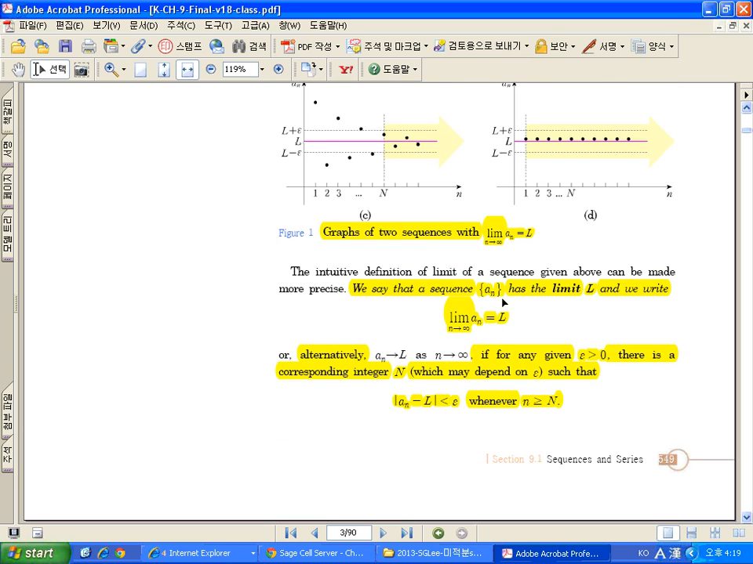We say the sequence a_n has the limit L, and we write the limit of a_n is equal to L when n goes to infinity. Alternatively, if for any given epsilon, which is positive, there is a corresponding integer N such that the absolute value of a_n minus L is less than epsilon whenever n is bigger than or equal to N. Okay, that's the pure mathematical expression of this notation.